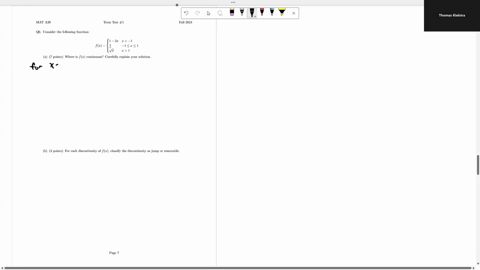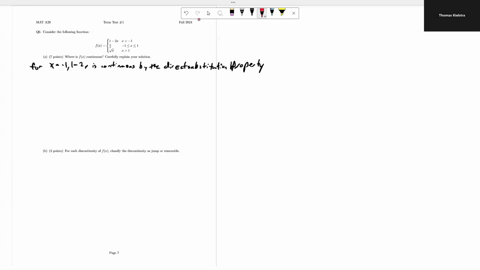For x less than minus 1, 1 minus 2x is continuous by the direct substitution property. Okay, and so that's this piece, check.